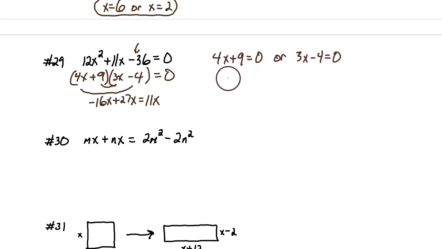And solve each of these equations. This one makes x equals negative 9/4. And this one makes x equals positive 4/3.